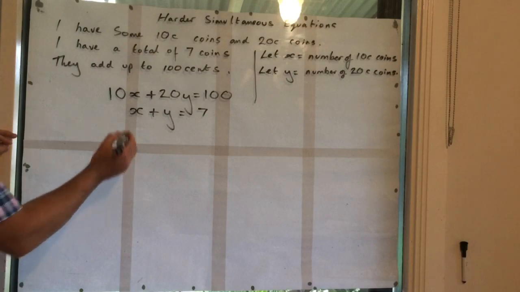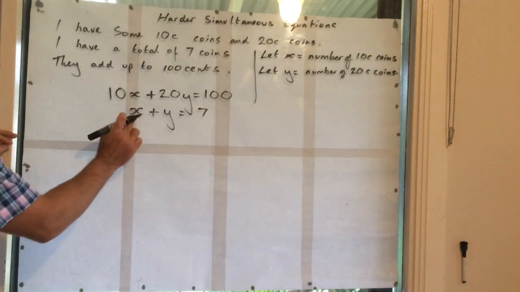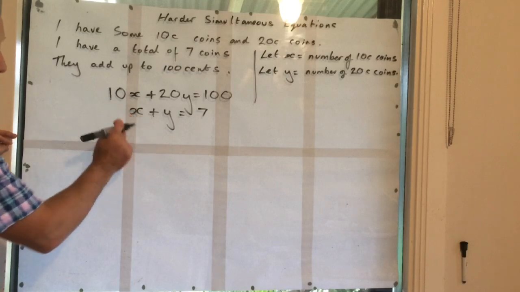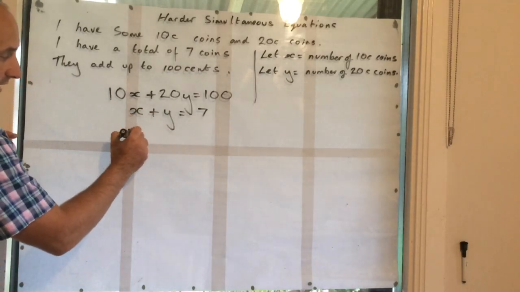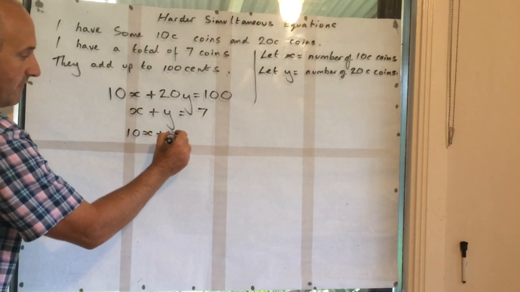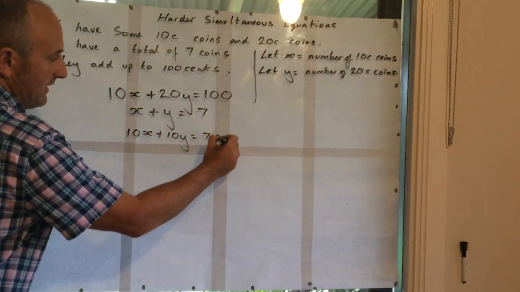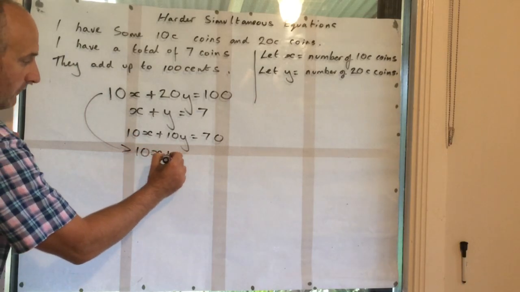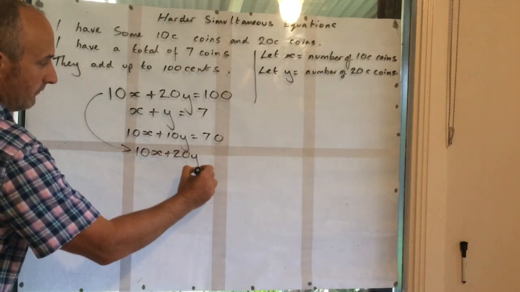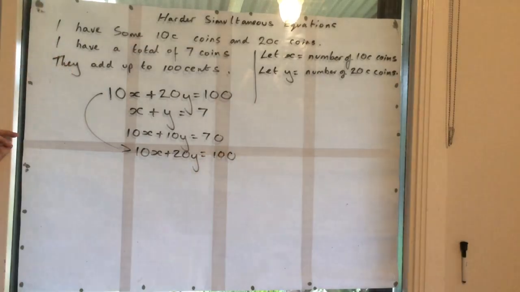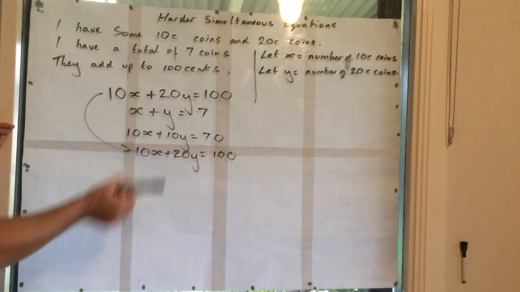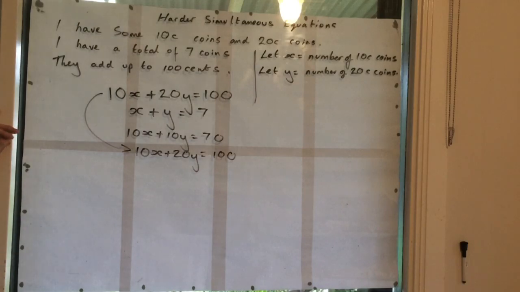So I'm going to cancel out the x's, so I need to change this into 10x. So I need to multiply all this by 10. So I end up with 10x plus 10y equals 70. And I'm going to bring this down here. Okay, now just don't forget, you can subtract upwards with simultaneous equations. And that's what I'm going to do here, so I can avoid any negative numbers.